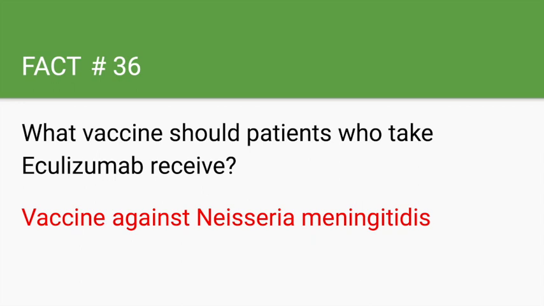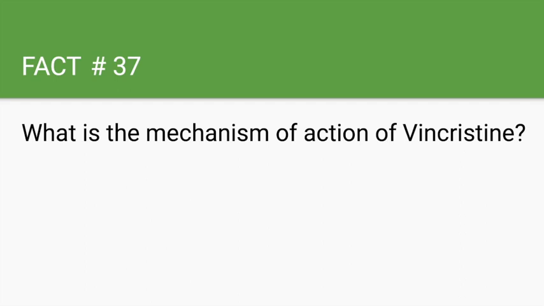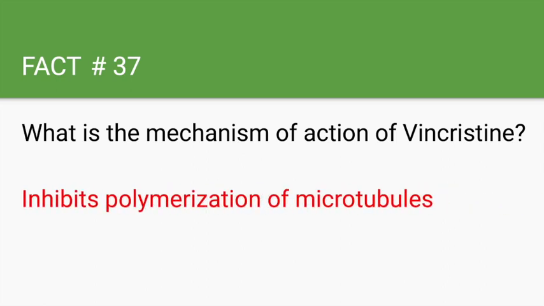What is the mechanism of action of vincristine? It inhibits polymerization of microtubules. Another high yield thing that examiners like to test is the adverse side effects of vincristine, and that is it can cause peripheral neuropathy.